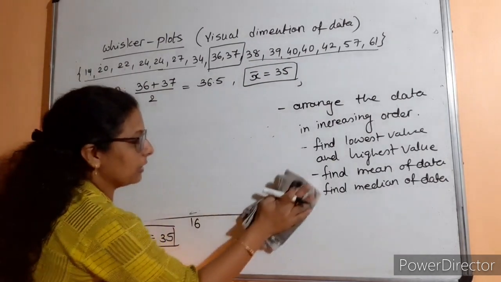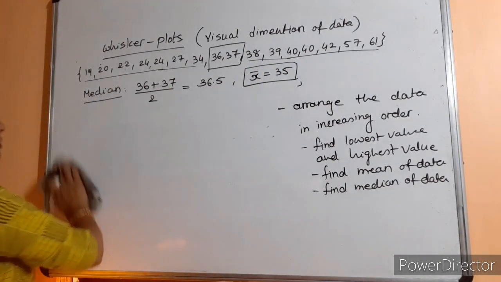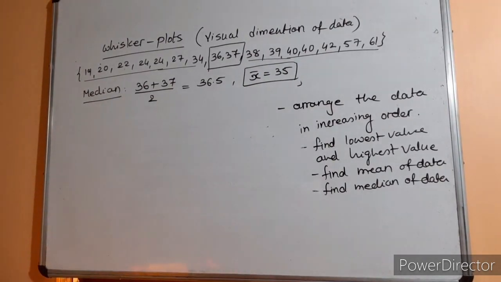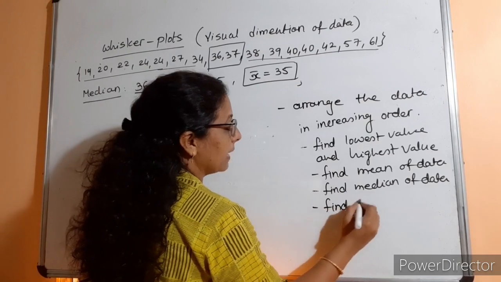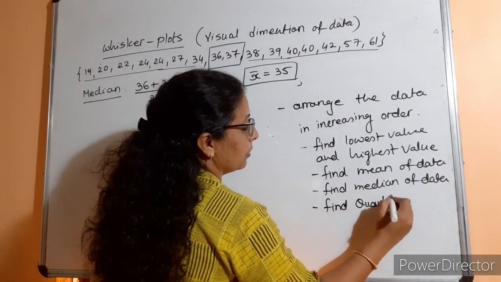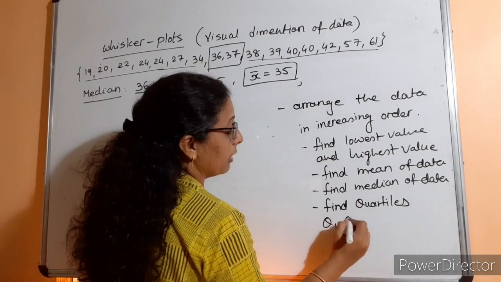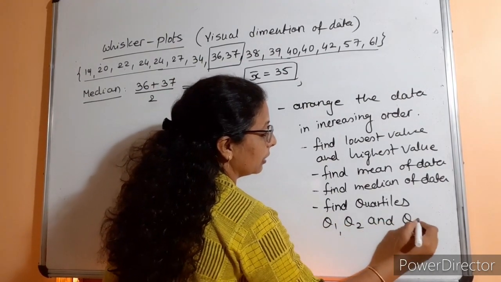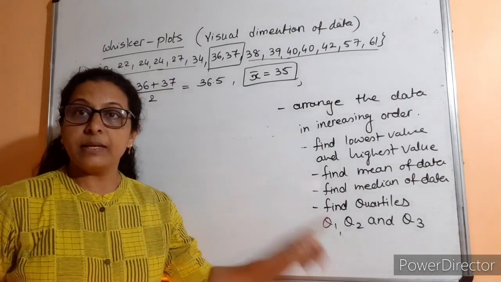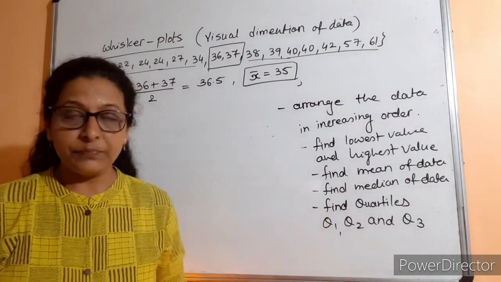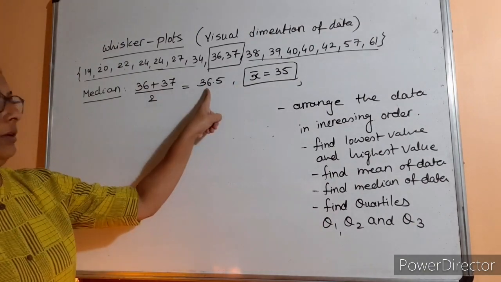The next step will go ahead. We want to divide this data into quartiles, right? So we have already discussed about the quartiles. Okay? Yes? Right. So here I just write in short, find quartiles Q1, Q2 and Q3. Now you know that. What is Q1? It is the median of whole data. So that we have found.